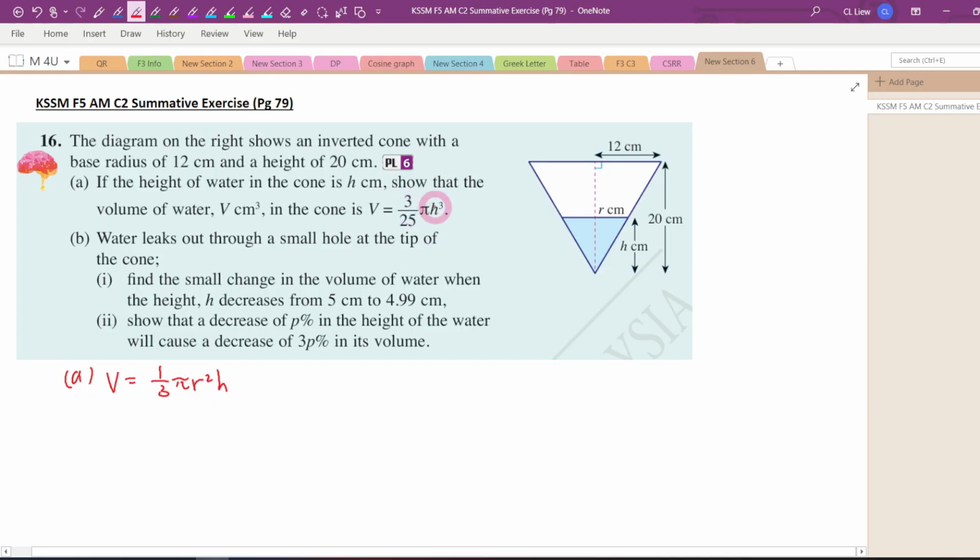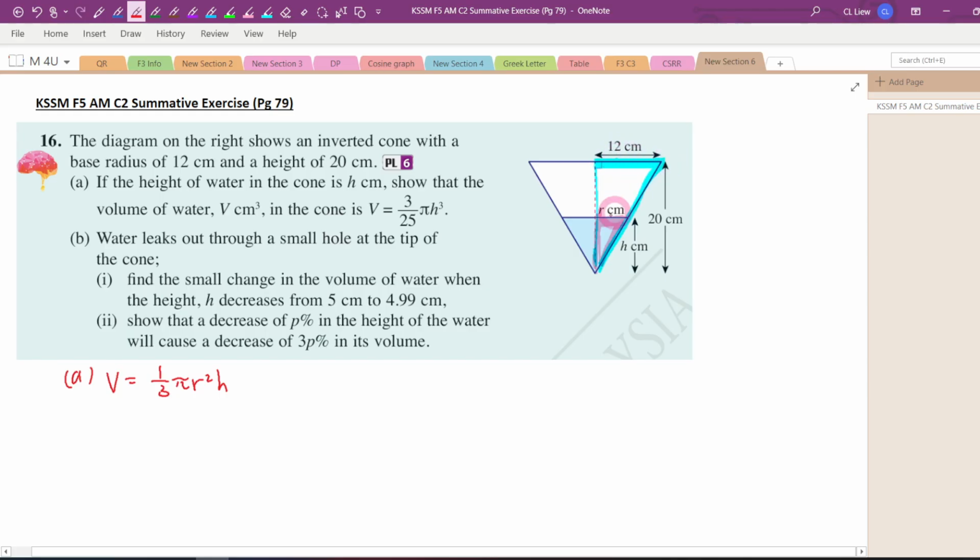Now you will notice that here we don't have radius, we don't have r, so it means that we need to find a way to represent the r with h. Here we actually have two similar triangles, one over here and another one over here. So we can use the properties of two similar triangles to help us express r in terms of h.